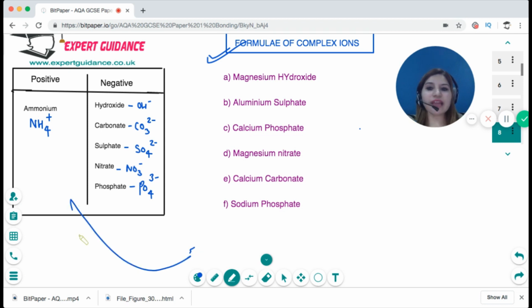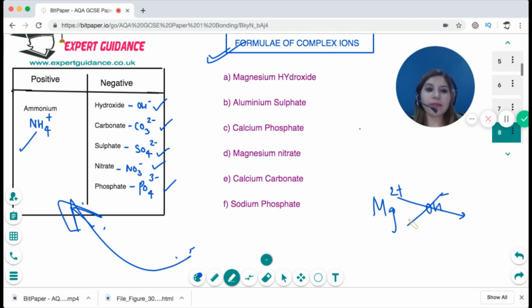I have tabulated this for you here. Make sure you remember them. If you're finding it hard to remember, put it in your study room, see it every day, and you will memorize them. Ammonium is NH4+, hydroxide is OH-, carbonate is CO3 2-, sulfate is SO4 2-, nitrate is NO3-, phosphate is PO4 3-. Now magnesium hydroxide, you know Mg is group 2, so that is 2+. Hydroxide is OH with -1, you crisscross.